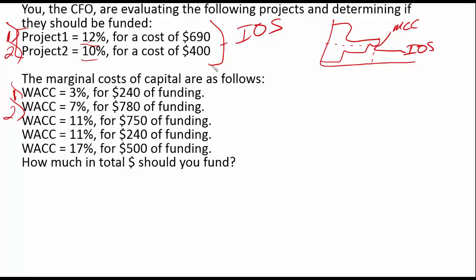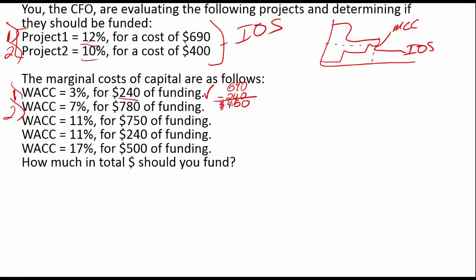So we are looking at this now. Project 1 is at 12%. We can borrow at 3%. Will we borrow this money? So yes, we're going to borrow this money. We're going to borrow all of that. But that doesn't fund us all, right? Because that is only $240. My project needs $690. So I subtract off that $240, and that shows me that I still have $450 that needs to get funded on this project.